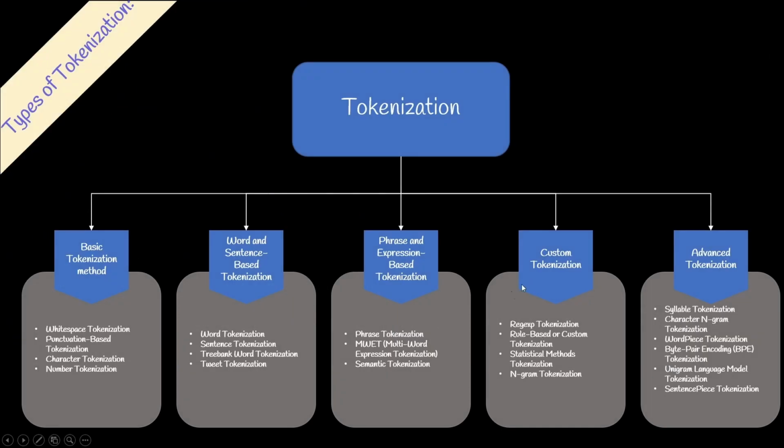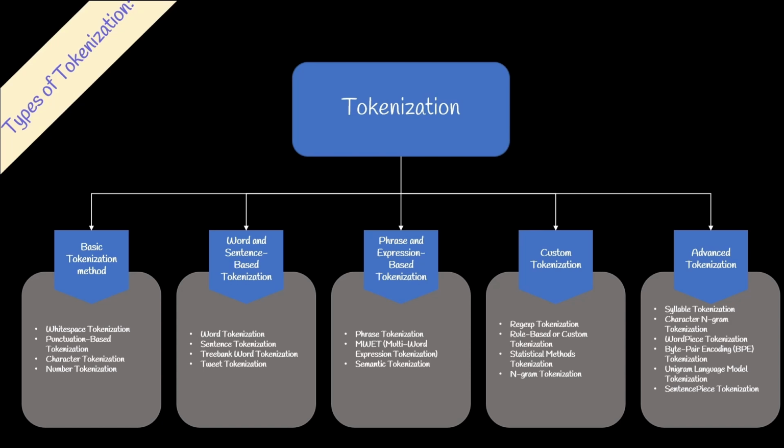Now let's discuss the fourth category, which is custom or rule-based tokenization. We have regex, rule-based, statistical, and n-gram tokenization in this category. Regex uses a regular expression to define specific patterns for splitting the text. This allows for highly customizable tokenization based on the patterns you want to capture. For example, let's say you want to capture the email format or the phone number format. You can create different types of regex and it will capture all those things and split based on that only. Rule-based tokenization is similar, but here you can define custom rules instead of pattern matching.